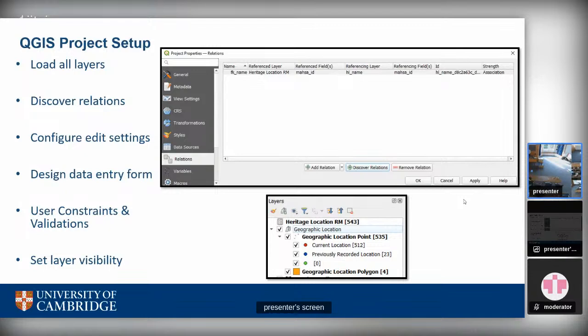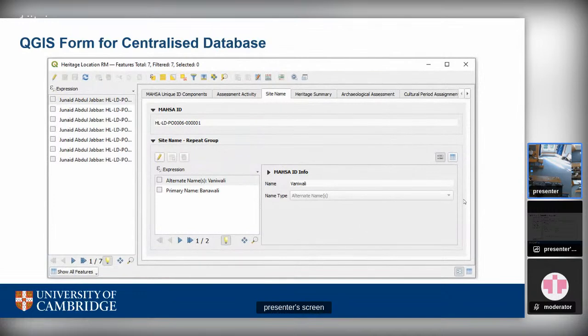And then we set the layer visibility so that only a subset of layers is available to the user, because otherwise it's more than 30 tables that can be confusing for a person who is not familiar with the backend. So the QGIS form looks something like this.